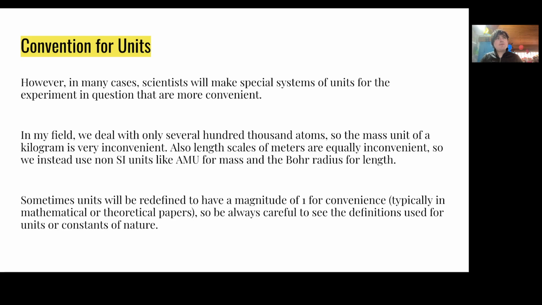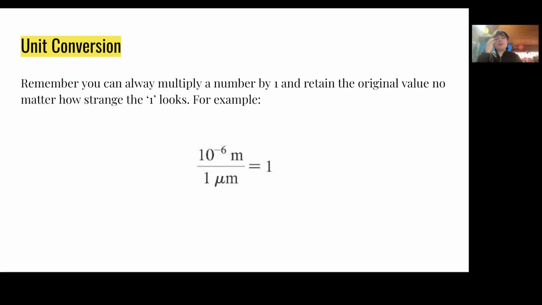Sometimes you'll be reading papers, especially ones that are very mathematical or, say, theoretical physics papers, where they'll redefine constants of nature or even units to have a magnitude equal to 1, which makes all of their calculations easier because you can always multiply by 1. So you'll see things like the speed of light, for example, having a speed equal to 1. That's not true in real life or in the SI system, but it would make many calculations easier. So just be careful. Okay, so now on to unit conversion.